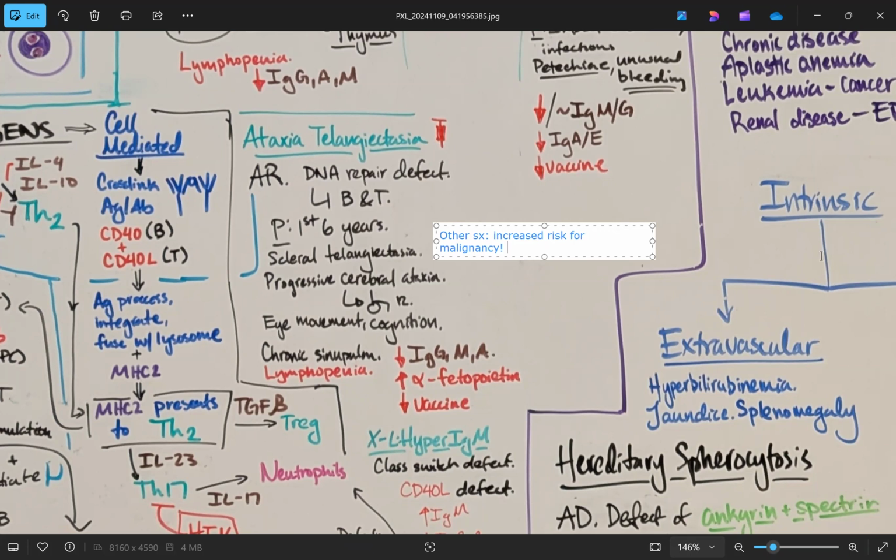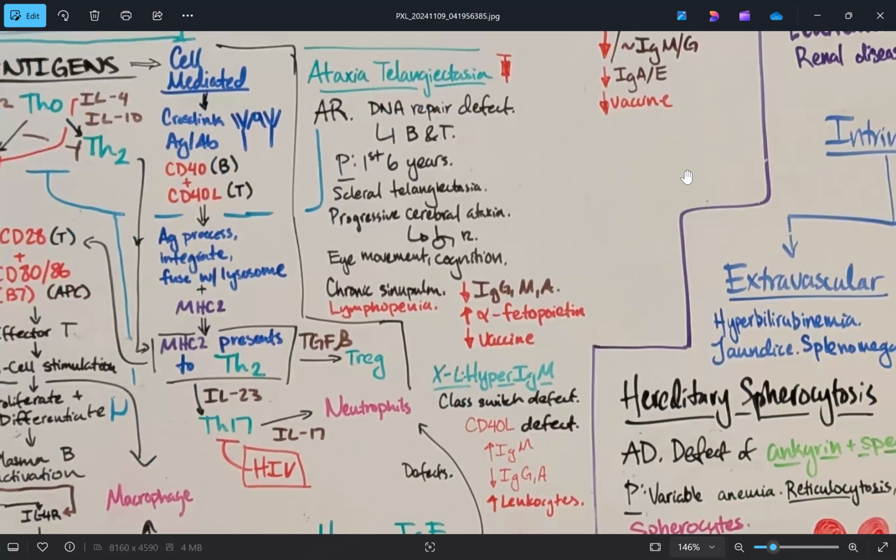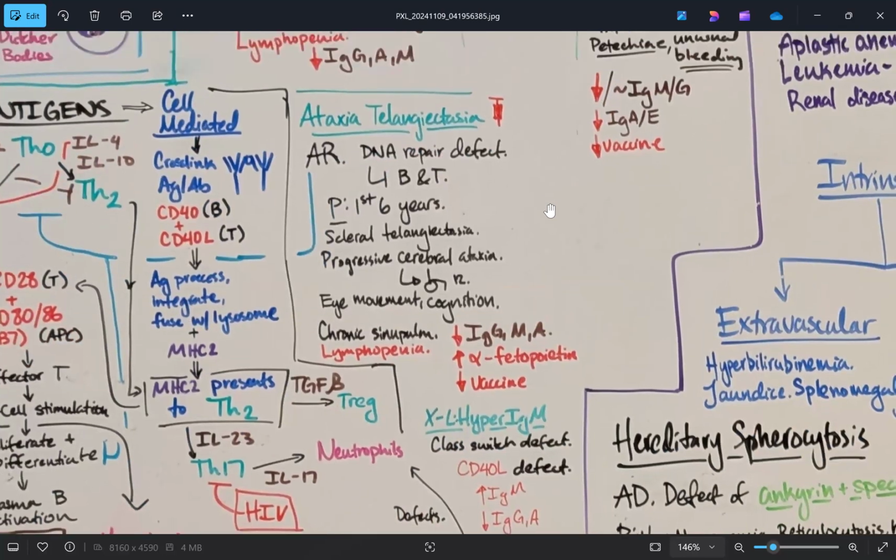For labs, you'll have lymphopenia, decreased IgG, M and A, and alpha fetoprotein, and decreased vaccine response again. So, indeed, particularly for these 2 diseases, you do not want to use live attenuated vaccines because that has the potential to evolve into something very harmful for our little children.